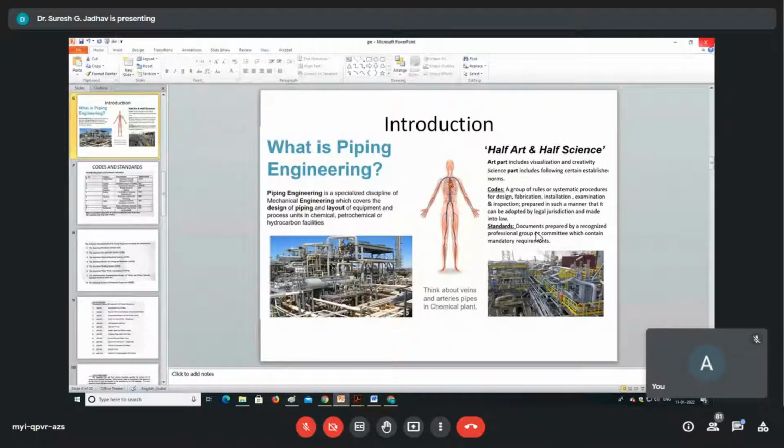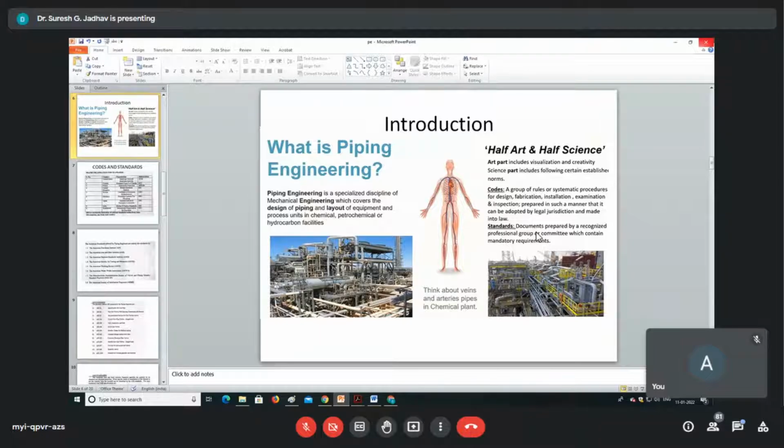We need to know which pipes are used for heating or cooling. For this purpose, we require some basic knowledge and some sort of experience. Of course, experience will be acquired after graduation, when we are working in industries.